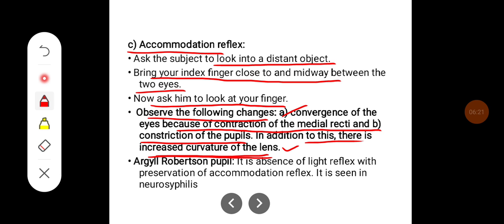Purkinje's images. Argyll Robertson pupil is the absence of light reflex with the preservation of the accommodation reflex, which is seen in neurosyphilis, where the lesion will usually be in the pretectal nucleus.